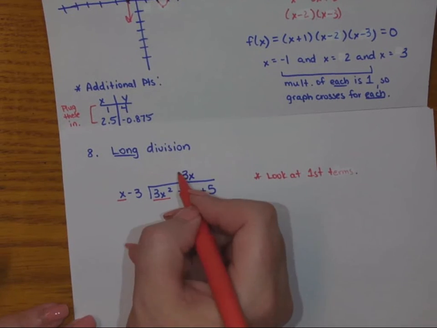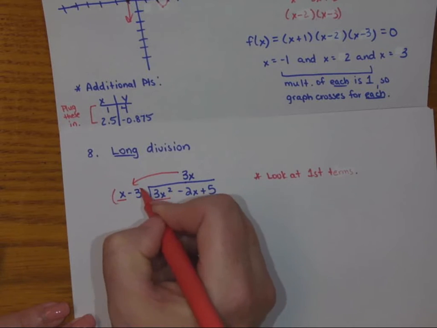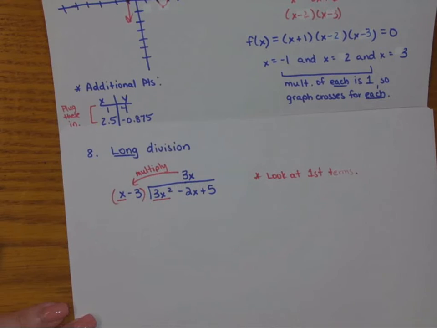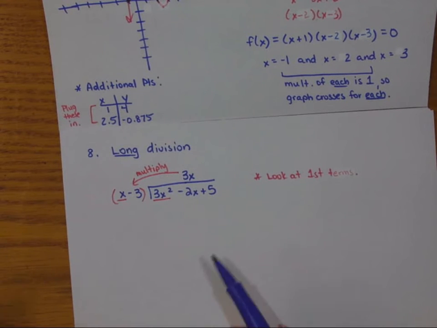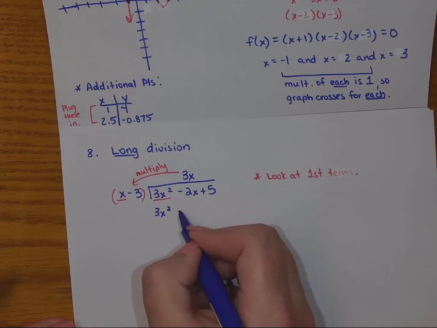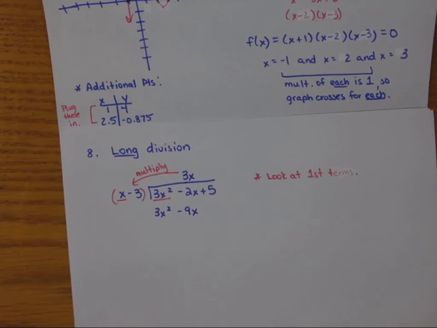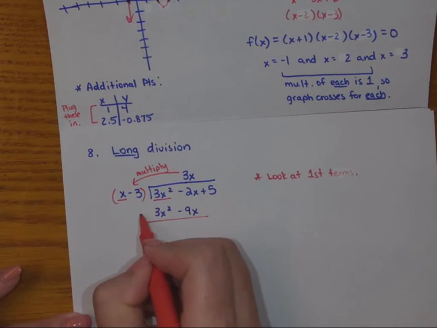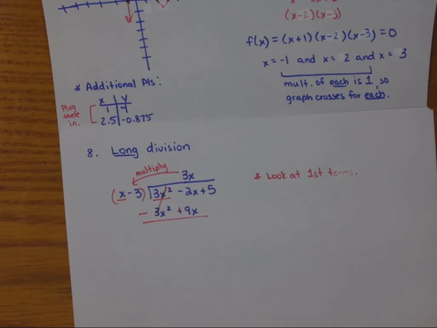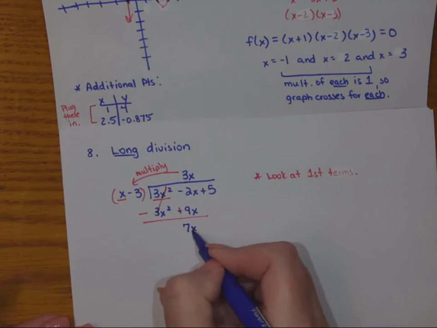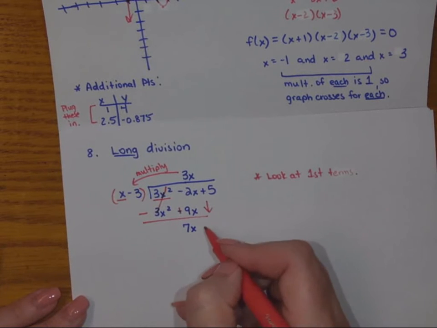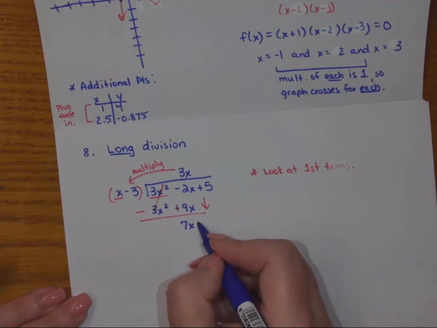And then what you're going to do with this is multiply. I'm going to put a parentheses around here. You're going to multiply down and figure out what you get. So do 3x times x, which is 3x squared. And then 3x times minus 3, which is minus 9x. And then you subtract. I'm using a different color to show what we're changing here. So notice that's gone, and then we're going to get 7x. And then we're going to bring down the next term, the plus 5.